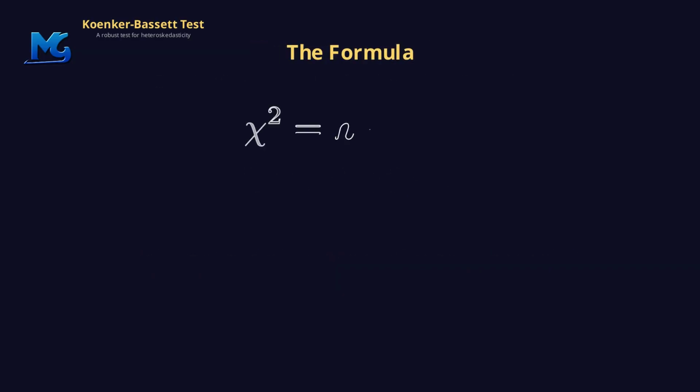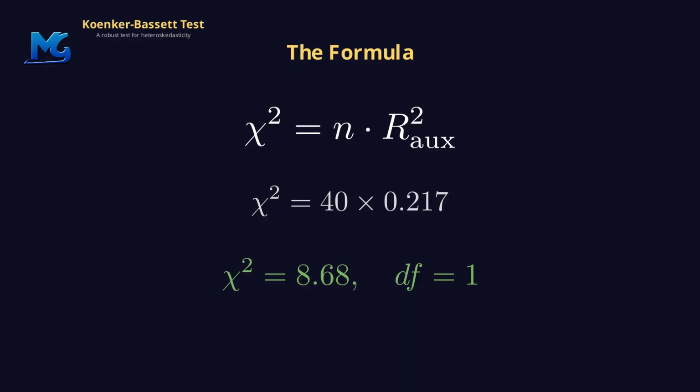The formula: the test statistic is the sample size n times the R-squared from that auxiliary regression. With 40 homes and an auxiliary R-squared of 0.22, we get a chi-squared statistic of 8.68 with 1 degree of freedom. Under the null of constant variance, this follows a chi-squared distribution with 1 degree of freedom.